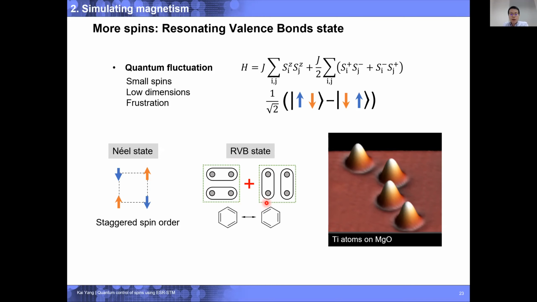This is very similar to the resonating bonds of the benzene molecule. So this is why it is called the resonating valence bond state. The reason we are interested in this RVB state is because it is closely related to the quantum spin liquid. Quantum spin liquid is a very exotic quantum state with, for example, fractionalized excitations as well as long-range entanglement. So on the MgO surface, we can realize this RVB state using titanium atoms.